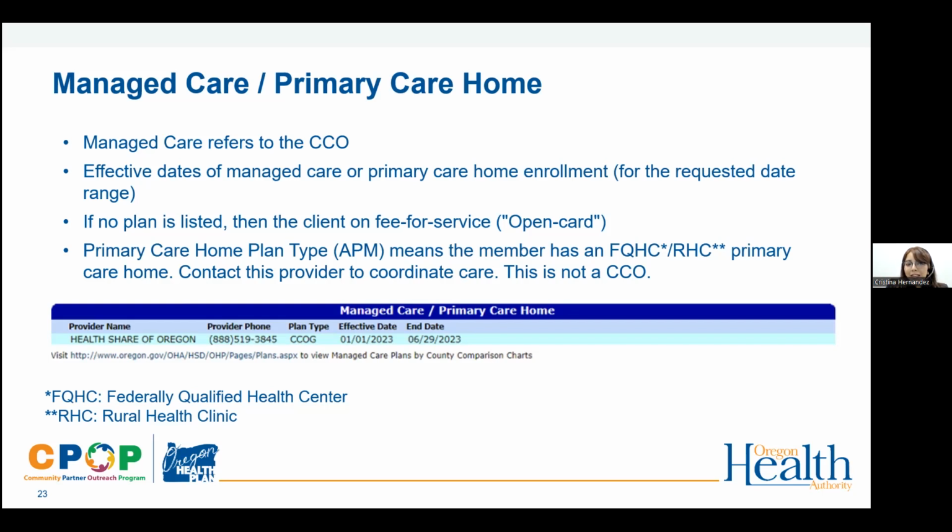It gives their phone number. It tells you a plan type. We'll go over what the plan type means in a little bit. But it also tells you the effective date that they were enrolled into that CCO, and then the end date, which normally will say today's date.